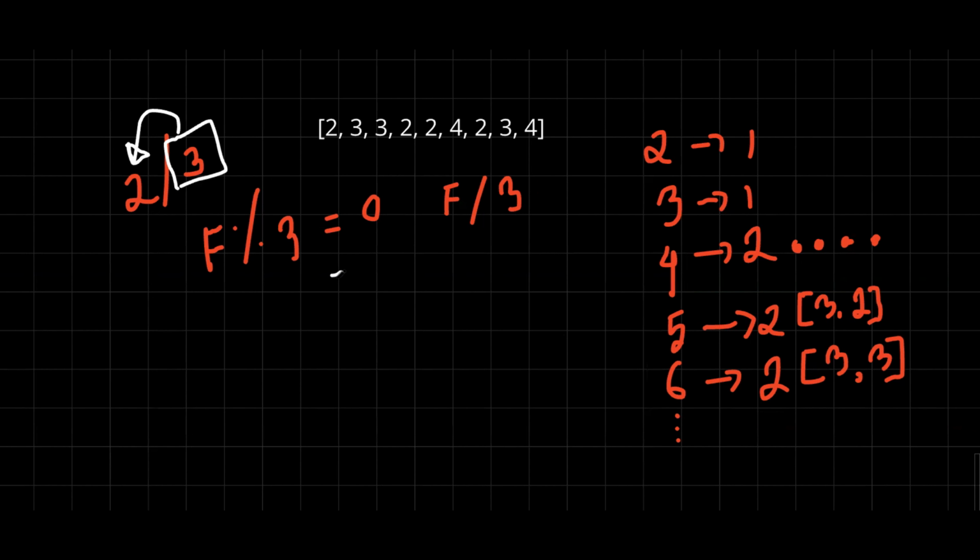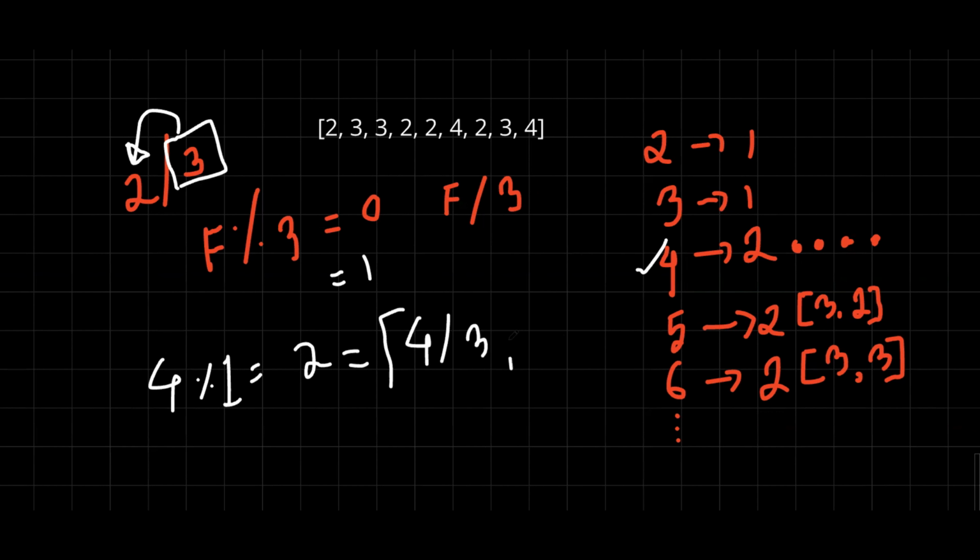Now, if the modulus is 1, suppose for this element 4, the modulus of 4 and 3 will be 1. So here we need 2 operations. So 2 operations will be 4 by 3, and we have to perform the scaling operation. So here it will be 1 point something, and if we scale 1 point something, then it will become 2. So here it will be scaling of frequency by 3.